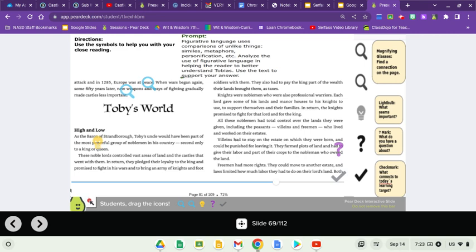These noble lords controlled vast areas of land and the castles that went with them. In return, they pledged their loyalty to the king and promised to fight in his wars and to bring an army of knights and foot soldiers with them. They also had to pay the king part of the wealth their land brought them as taxes. Knights were noblemen who were also professional warriors. Each lord gave some of his lands and manor houses to his knights to use, to support themselves and their families. In return, the knights promised to fight for that lord and for the king. All these noblemen had total control over the lands they were given, including the peasants, villeins, and freemen.